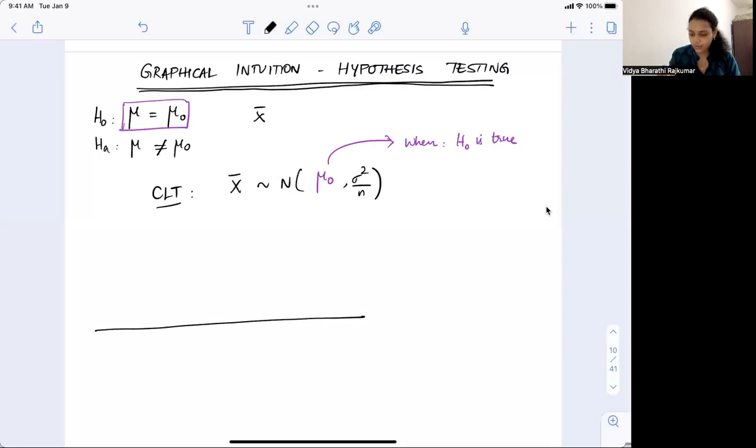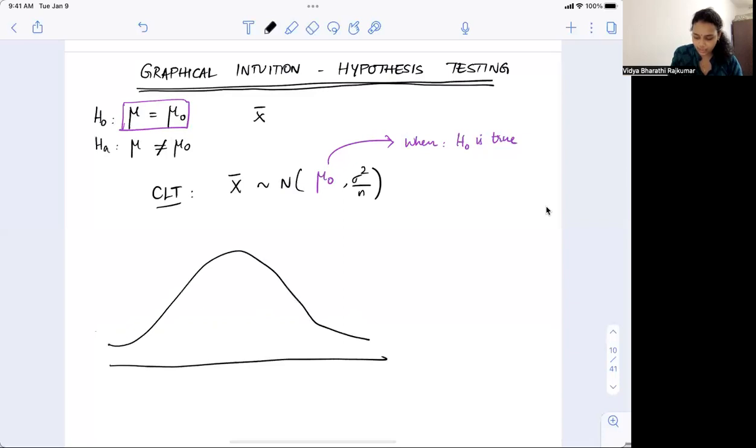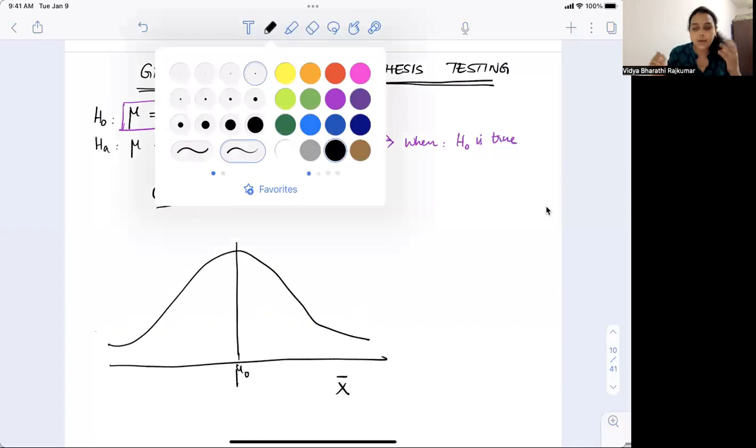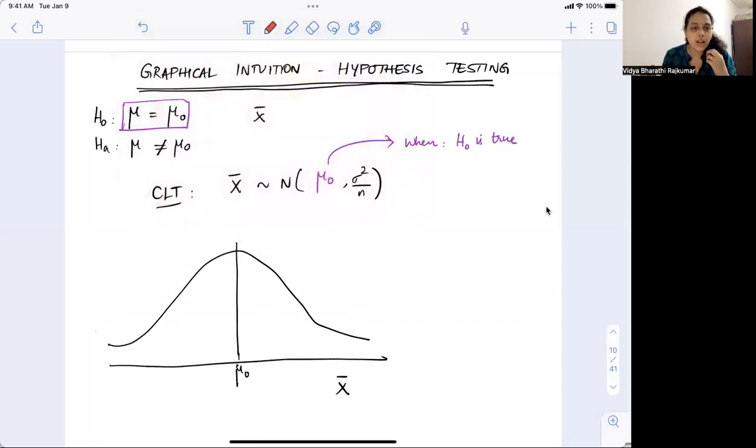In other words, let me just redraw this chart. So from the central limit theorem, I know that my distribution of x bar values looks like that, and it is centered around mu naught. Now, why is this shape advantageous? It is advantageous because given that I know how the sampling distribution of x bar looks, even without computing it from different samples, I know the general shape of the distribution, and because of that, depending on whatever x bar value I'm actually getting in my sample, I can compute the likelihood of getting a number like that.